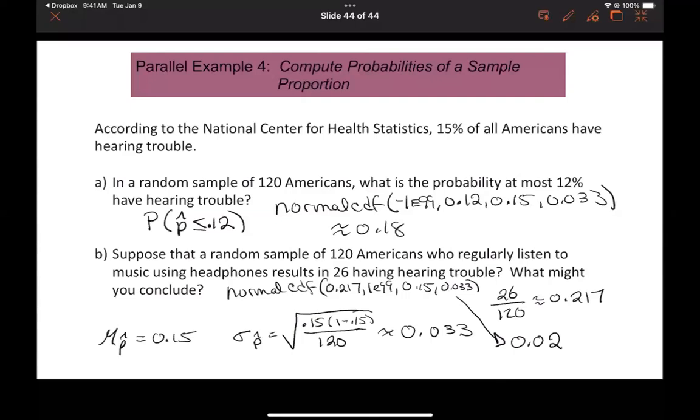So notice that in this question, our random sample was of Americans who regularly listen to music using headphones. Because it would be unusual to get a sample of Americans, all Americans, not just headphones users, that has 26 with hearing trouble, we can maybe draw a conclusion that the headphones could be causing hearing trouble. That's the kind of answer that you would be able to say here. And almost always when you get something that's unusual, you say more studies are needed, something like that.